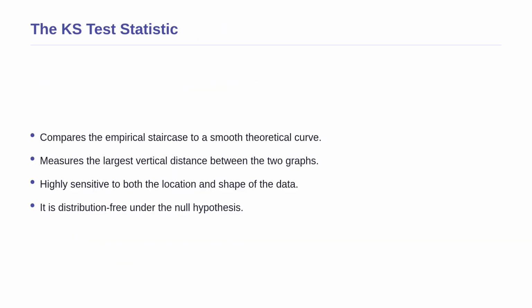Now that we have our empirical staircase and our smooth theoretical curve, we need to compare them. The KS test statistic is simply the largest vertical distance between these two graphs. We look at every single point along the horizontal axis, measure the gap between the theoretical expectation and the actual data, and pick the absolute biggest gap. Because it looks at the maximum difference anywhere along the curve, it is highly sensitive to both the center and the spread of the data. Also, this statistic is distribution-free, meaning its cutoff values do not depend on the specific distribution we are testing against.